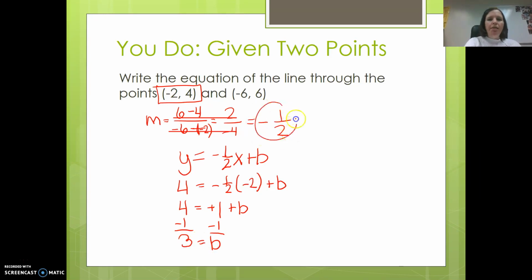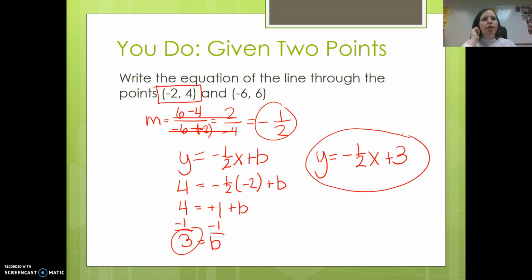Once you have your m value and your b value, you're going to plug those in and write your equation. y equals -1/2 x plus 3 should be my equation. Now, how can I double check to make sure this is actually my equation?